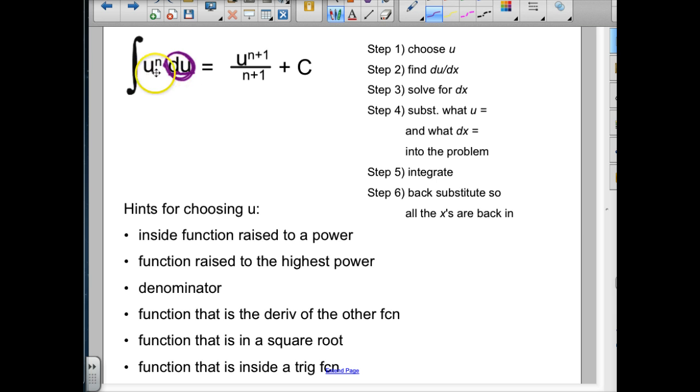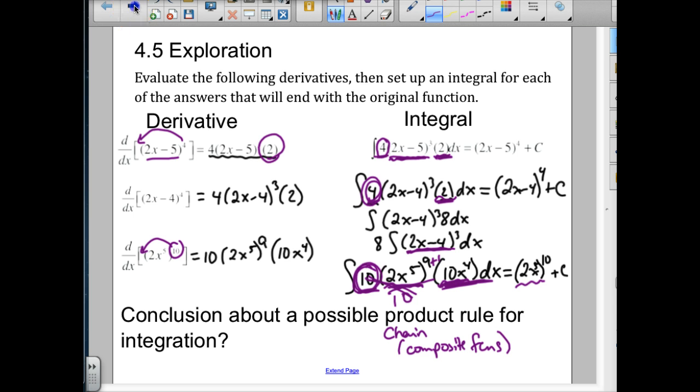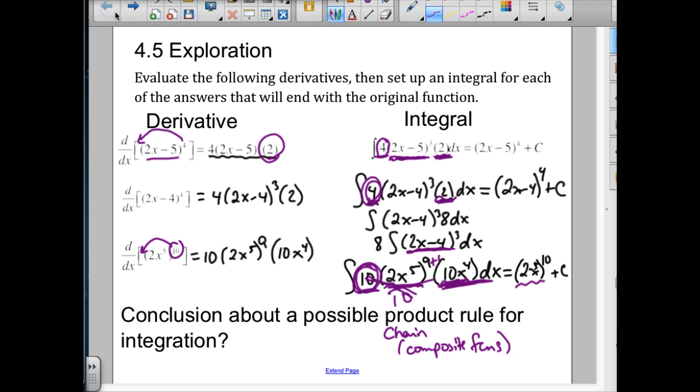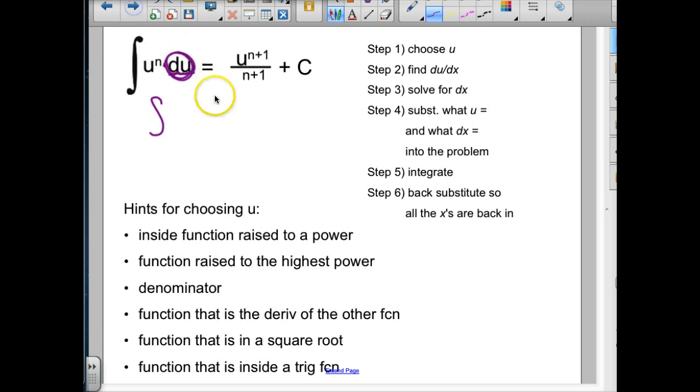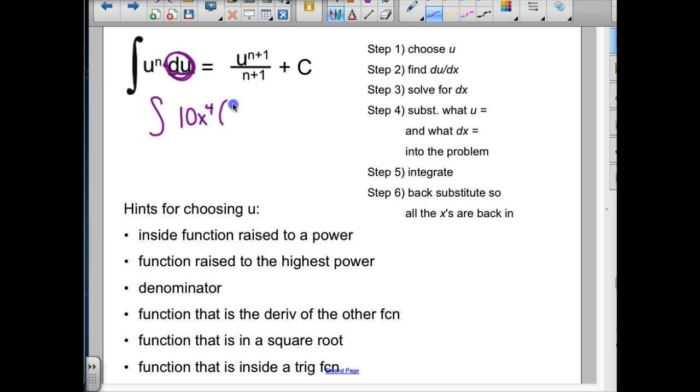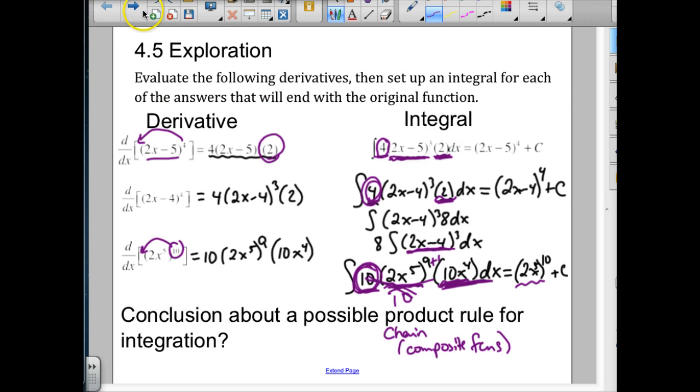It looks basic here, but what we're going to use this for is things that are a little more complicated than just u to the n du. I'll show you what I mean. So if we had this function, the integral of 10x to the 4th times 2x to the 5th to the 9th times 10.